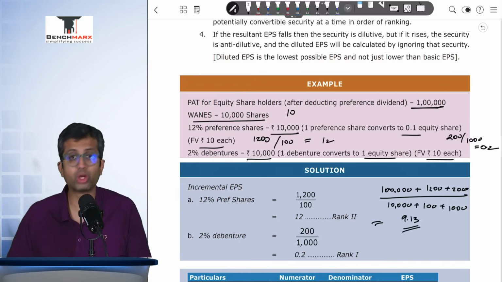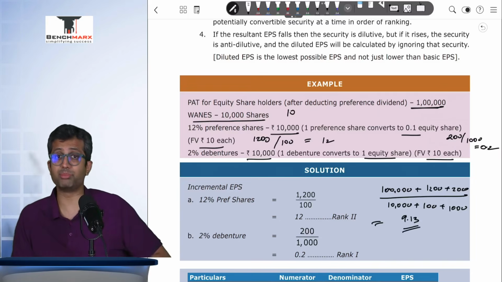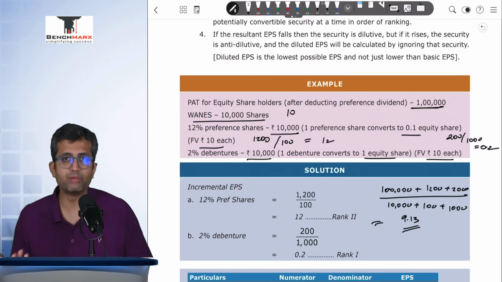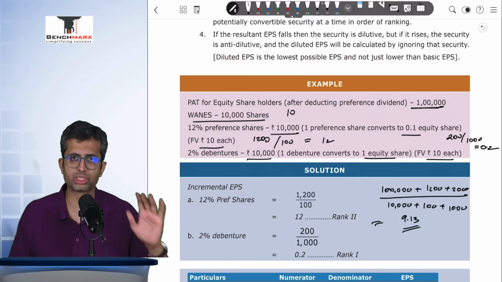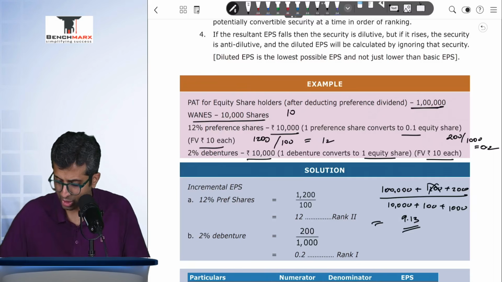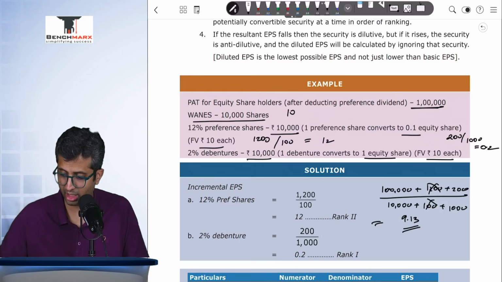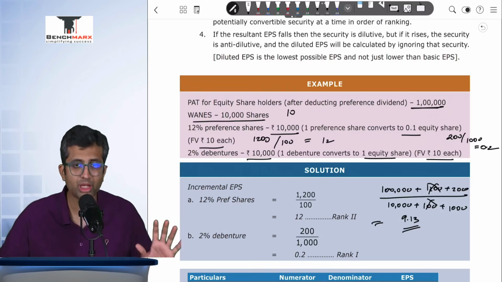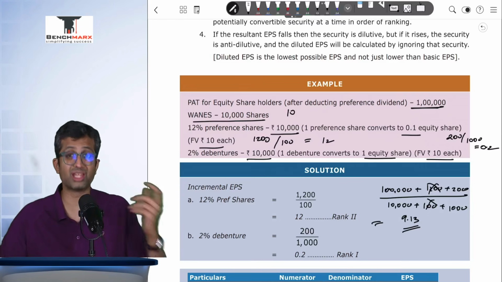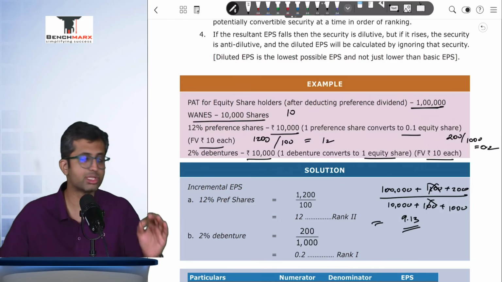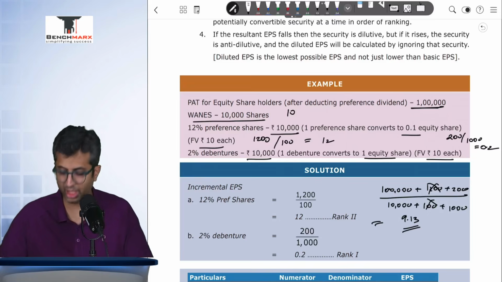Now this is lower than the basic, but is it the worst possible EPS? Well, possibly no. How can we know that? Well, let us just take debentures and not take preference shares. If we don't take preference shares and just take debentures, this is 1,00,200 divided by 11,000. Can I say I'll get 9.109, which is lower than 9.13, and hence there was an EPS which is even lower than this number. But how will I detect this?